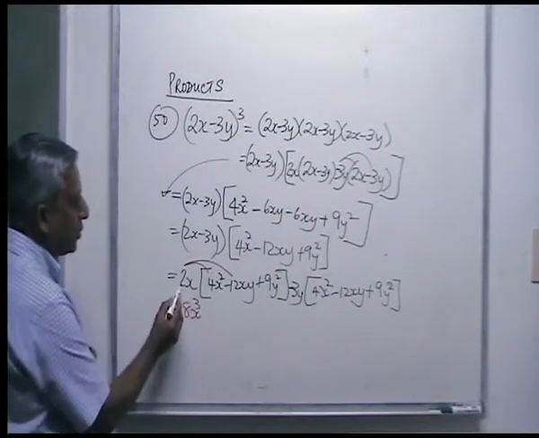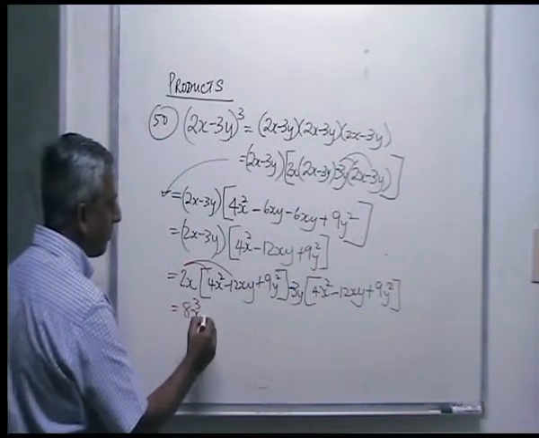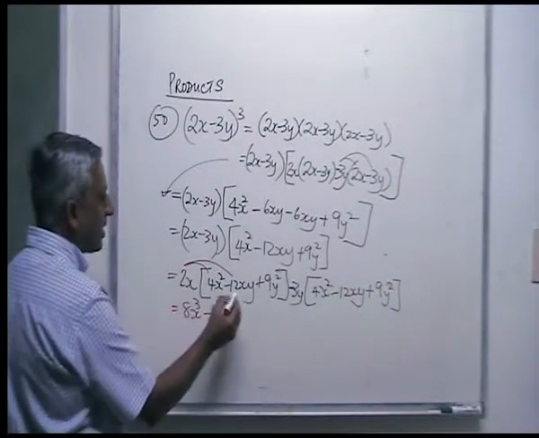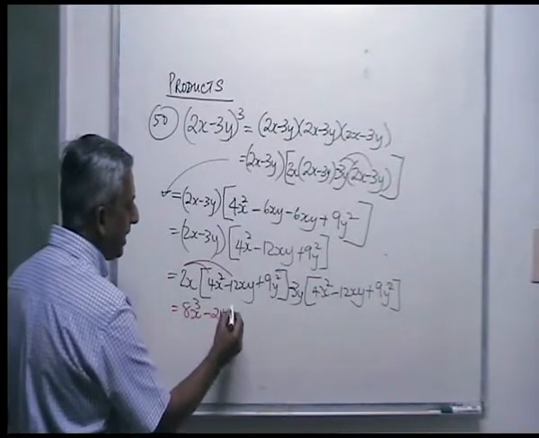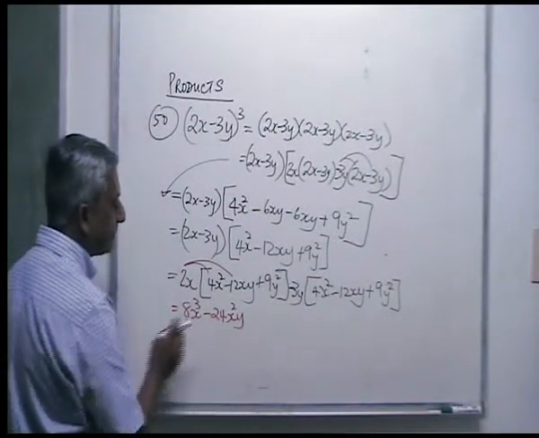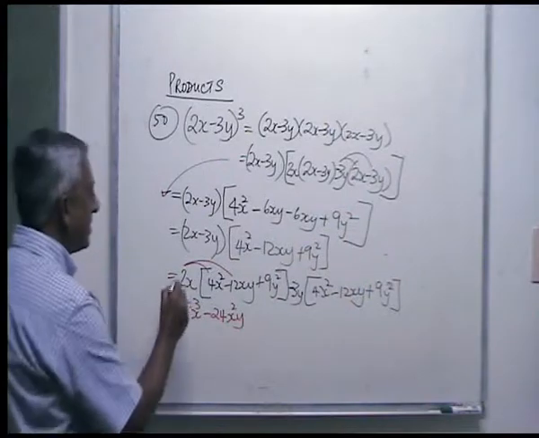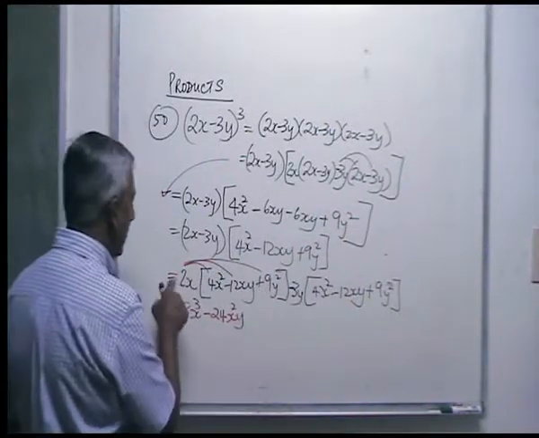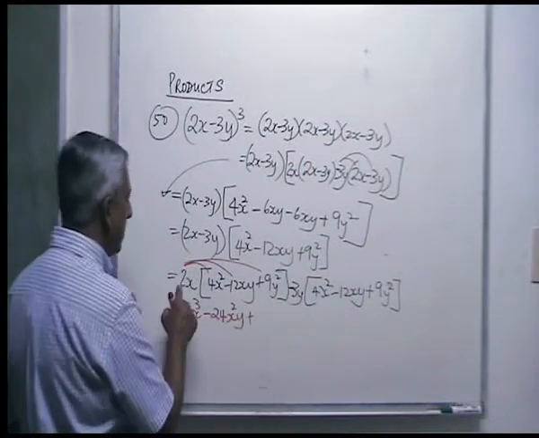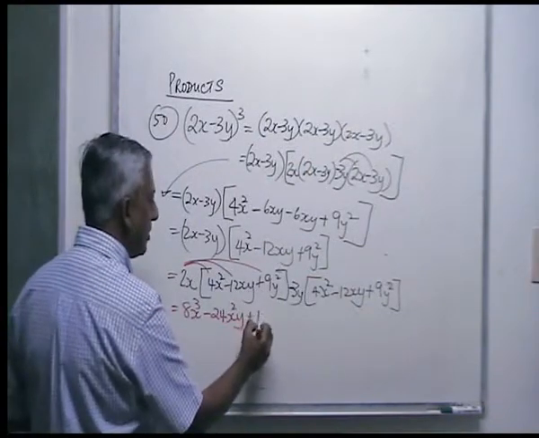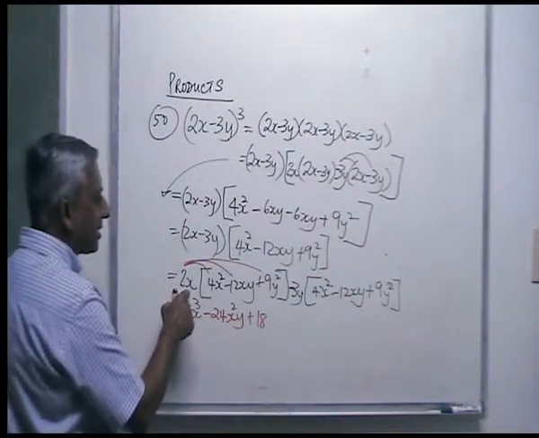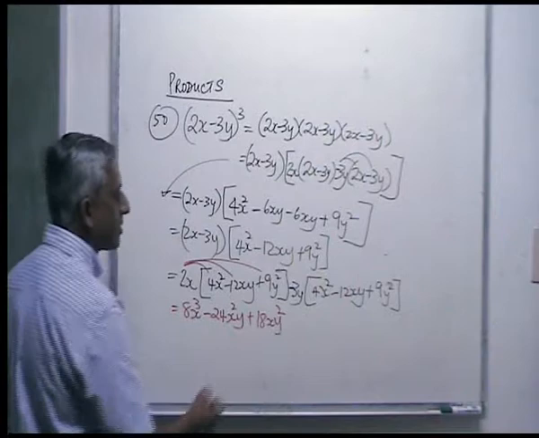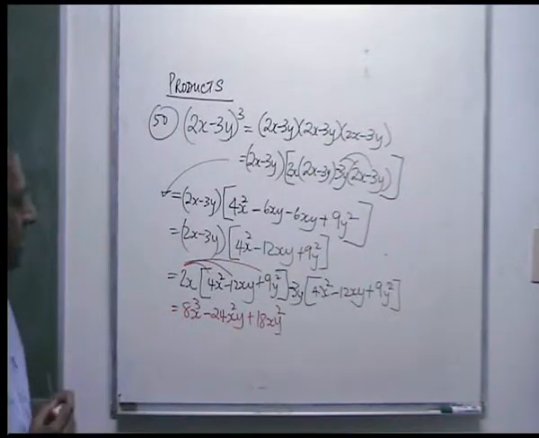Now be careful. 2 times minus 12 gives minus 24. Now x times xy will give you x squared y. Right, the last part. 2 times 9. Well, it's plus and plus, so it will be plus. 2 times 9 will give you 18. x times y squared will give you xy squared.